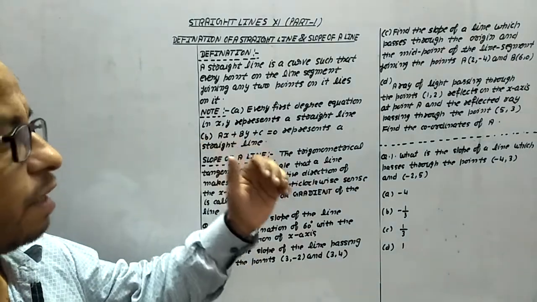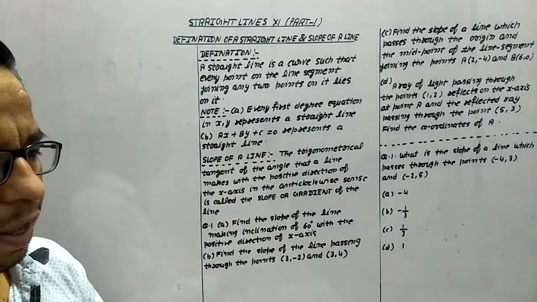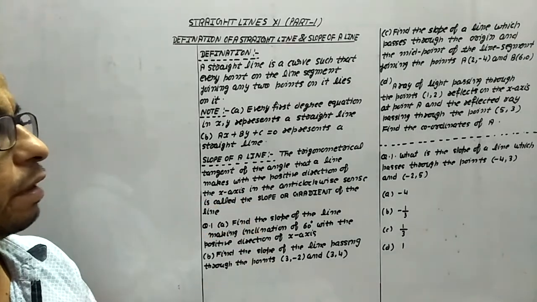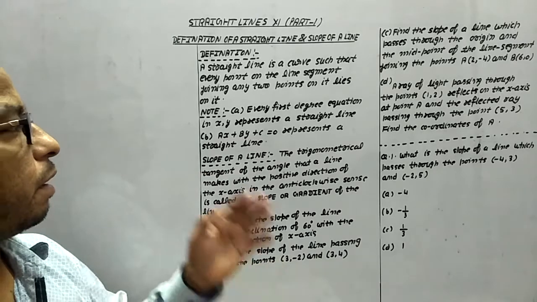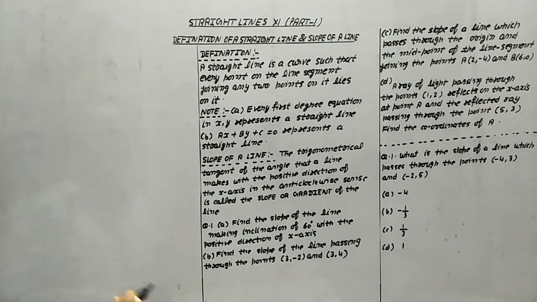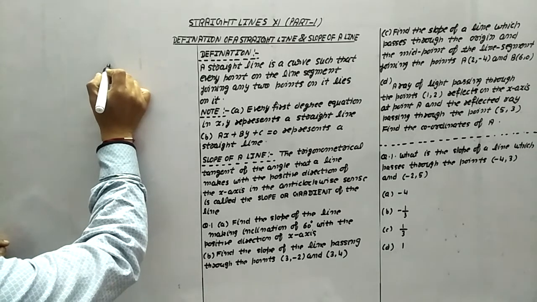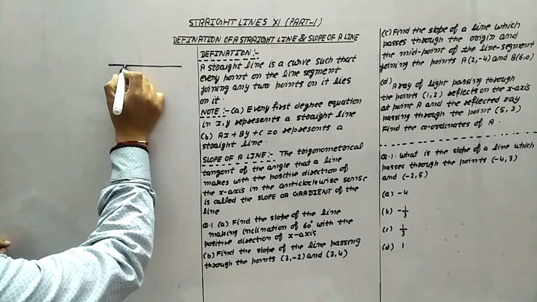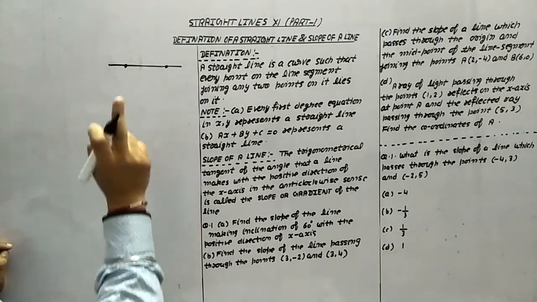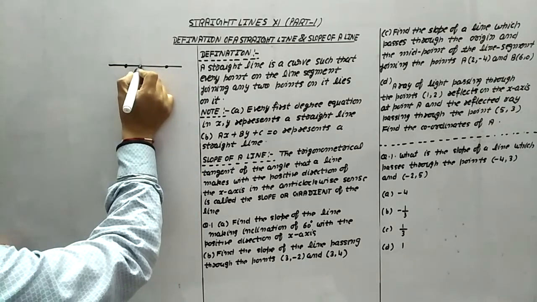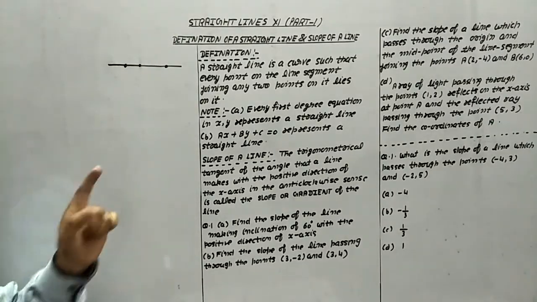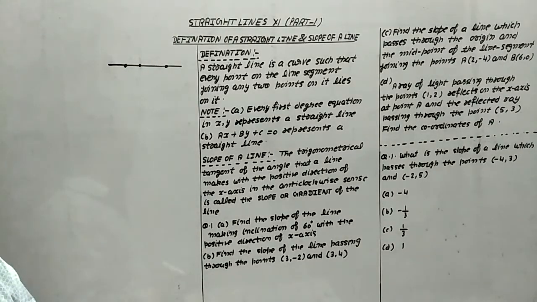A straight line is a curve such that every point on the line segment joining two points on it lies on it. What is the meaning of this? Suppose we have this line segment made by joining these two points. Then if we take any point on it, it should lie on the line. So this is the meaning of a straight line.